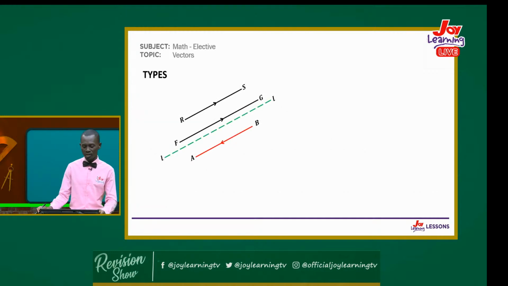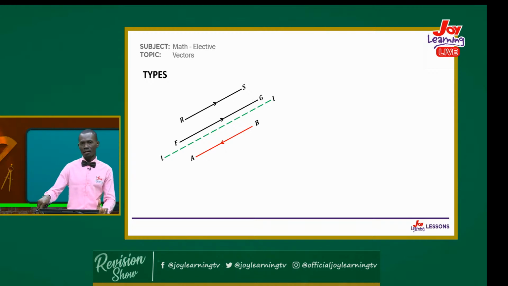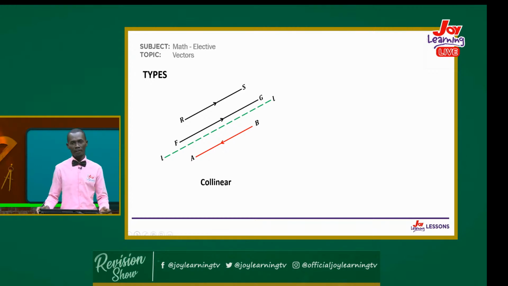So on your screen, you have 3 vectors, RS, FG, and BA. Now you notice I did not say AB, and I'll tell you why. All 3 vectors, RS, FG, and BA, at least by eye, you can tell that they are all kind of parallel to each other. There is a green dotted line on your screen whose ends have the letters LL. All 3 vectors seem to be along that line LL. Because they're along the same line, we say those vectors are collinear. In other words, they're companions along the same line.